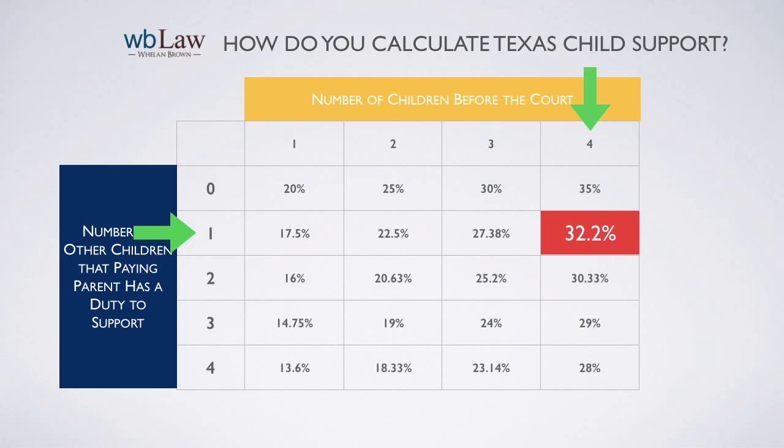I'll be paying 32.2% of my net monthly resources to the kids involved in this case. Again, do not memorize this table. Come to it. We've got it on our website. You can find it on the Attorney General's website. It's in the Family Code. Find out on that table what applies in your particular case.